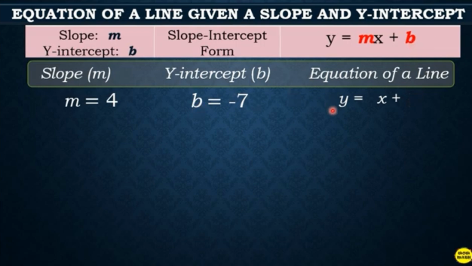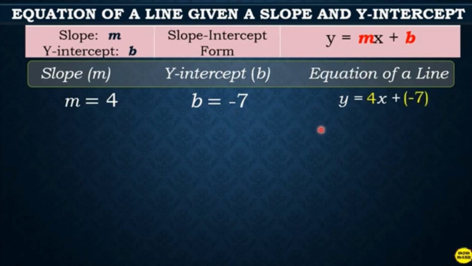Okay? So, kukumpletuhin natin siya using this as slope-intercept form. So, y equals mx plus b. Your m and b are given. Okay? So, we will substitute. So, your m here is 4. Okay? And then your b, which is your y-intercept, that is negative 7.